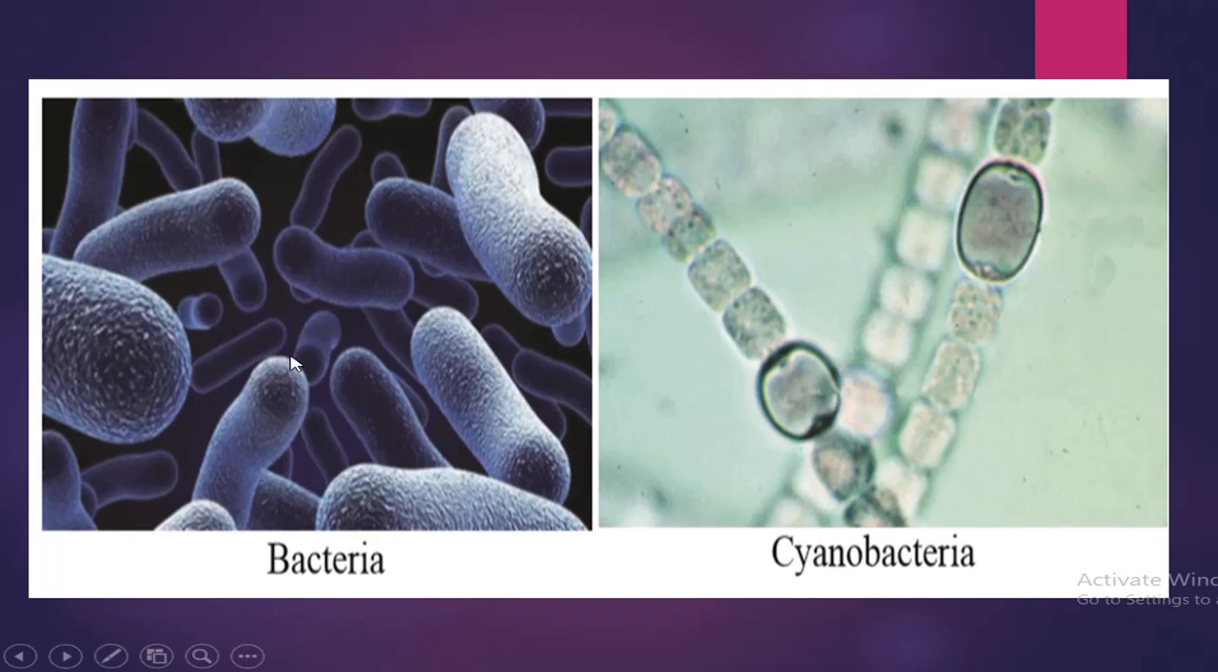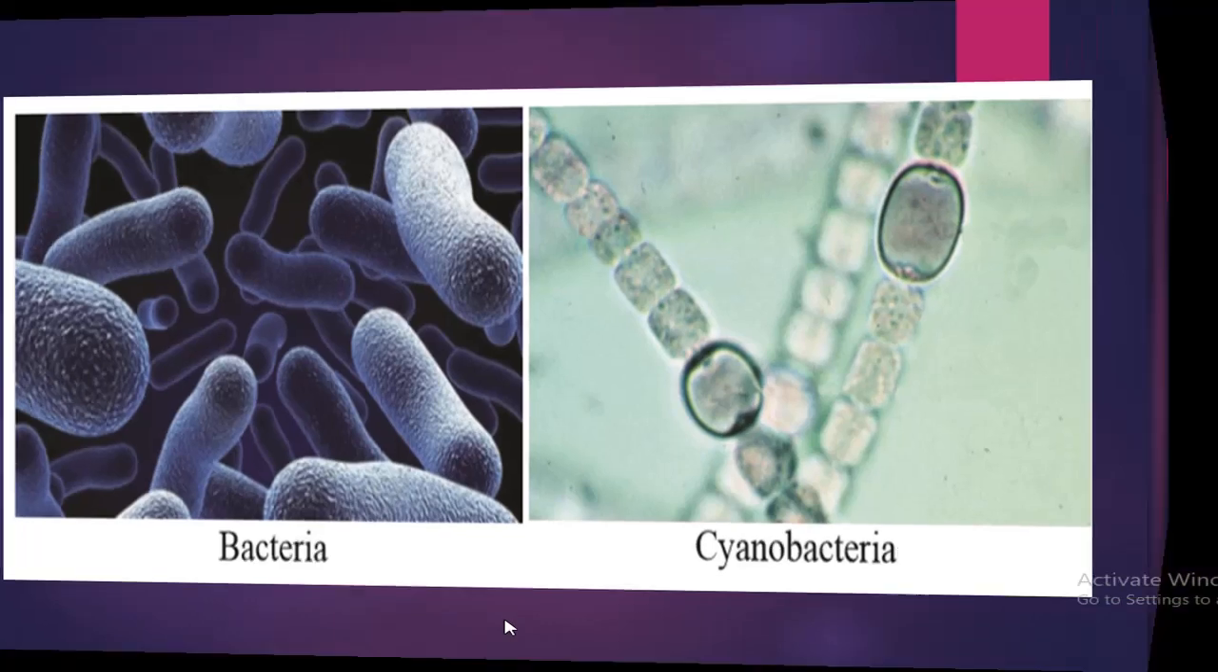This picture represents the bacteria. This picture represents the cyanobacteria. Not only these shapes, but there are also different shapes of bacteria. Bacteria can be classified by using their shape also. Right. Next one.